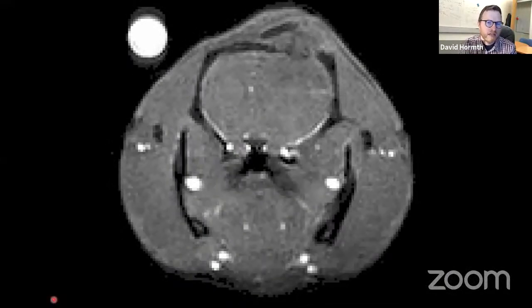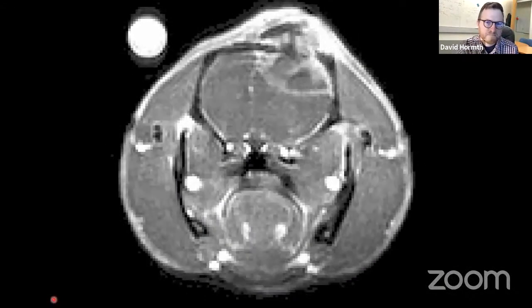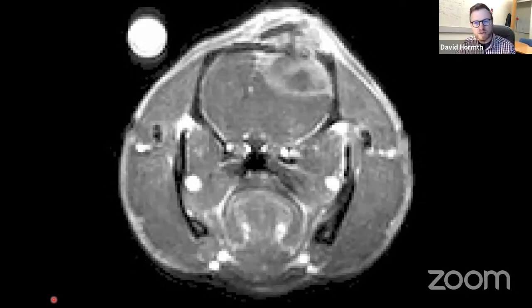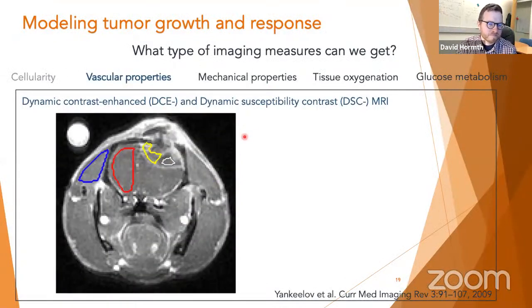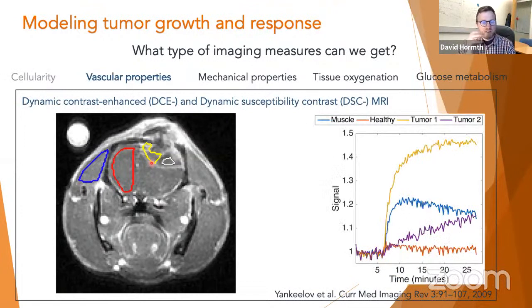So let's see. Okay. So here is an example in one of the animals that I've worked with where you can see the rapid increase in contrast agent and accumulation of the contrast agent within the tumor. So with DCE-MRI experiments, we get a measurement at each voxel within the brain. And so for the purpose of looking at what typical curves look like, I placed these regions of interest over different tissues, and we're going to look at what the characteristic curves for these different regions look like. So this blue ROI corresponds to the muscle region of interest.